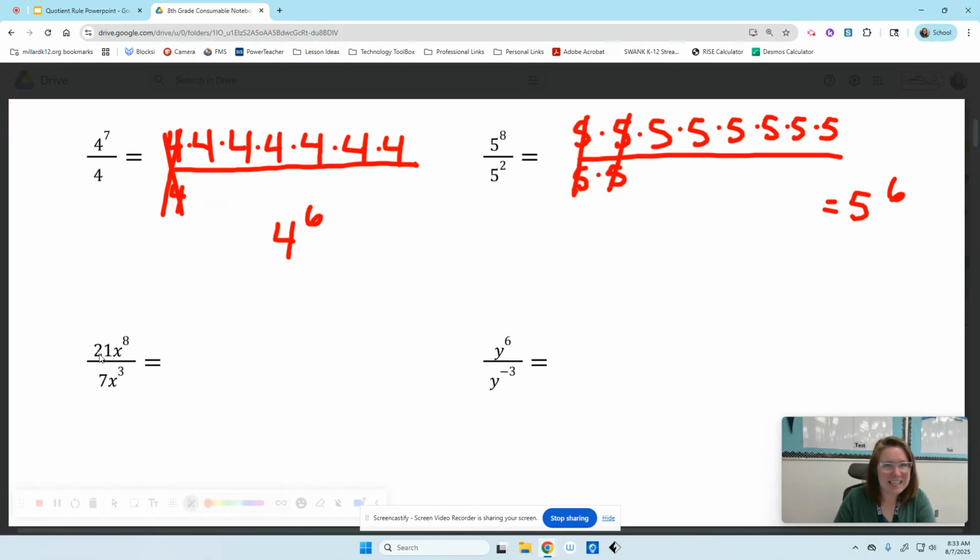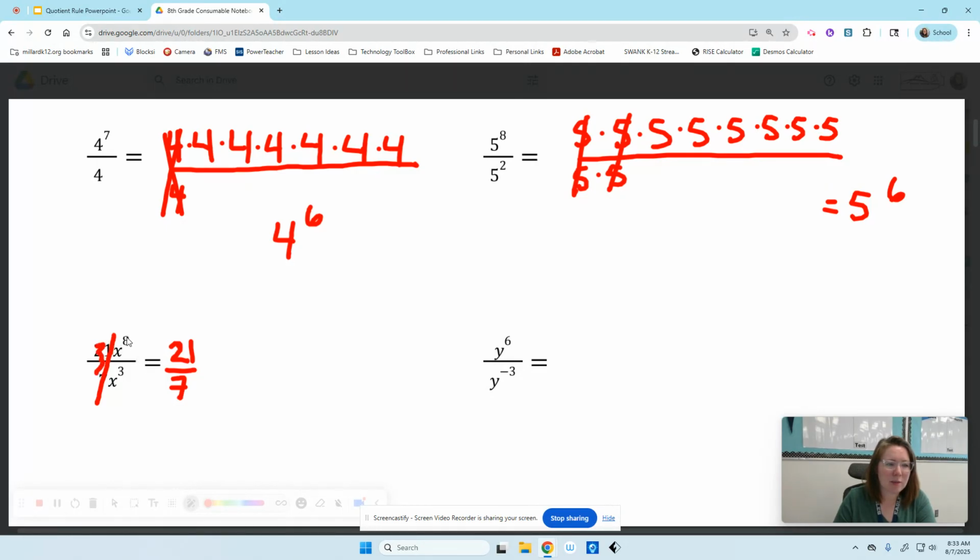21 does not have an exponent, so we're going to ignore it for now. 7 does not have an exponent, so we're just going to ignore it for now. Notice again how I wrote it with the divide symbol, because that's what it showed. But I'm just kind of like, meh.